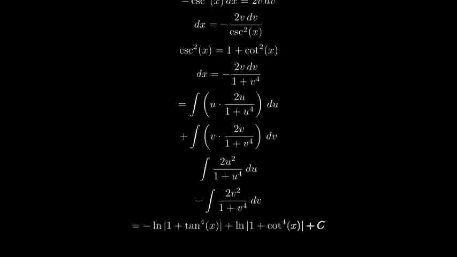Finally, substituting back our x terms and adding the constant of integration, c, we find that the result of the integral is negative natural log of the absolute value of 1 plus tangent to the fourth x, plus the natural log of the absolute value of 1 plus cotangent to the fourth x, all divided by 2. Remember to include our integration constant at the end. And that's how to solve this integral using substitution techniques.